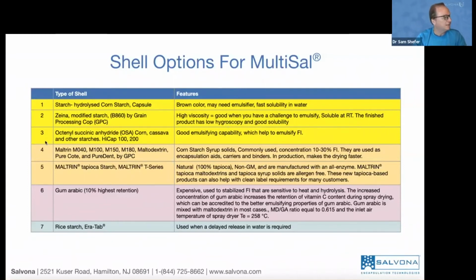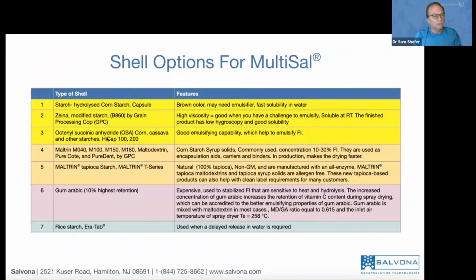The third one is octenyl succinate. This is the one that we use the most, which is called HI-CAP. We have HI-CAP 100 and HI-CAP 200. It could be made either from corn, most of this is corn, or cassava, or other sources of starches. It has the best emulsifying capacity, okay? And this is the one that we use the most, but you see there are others.